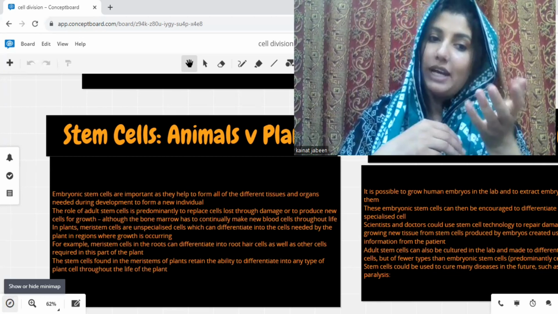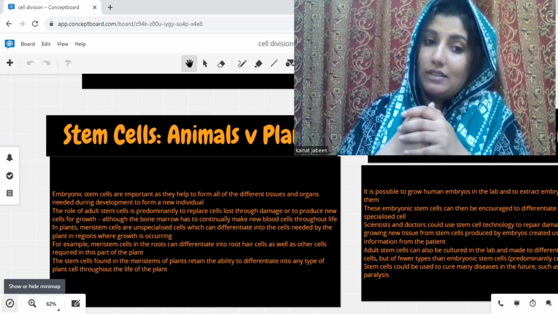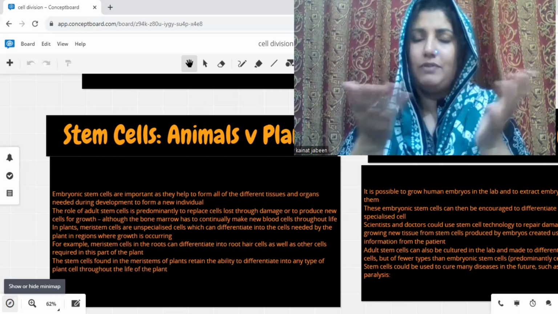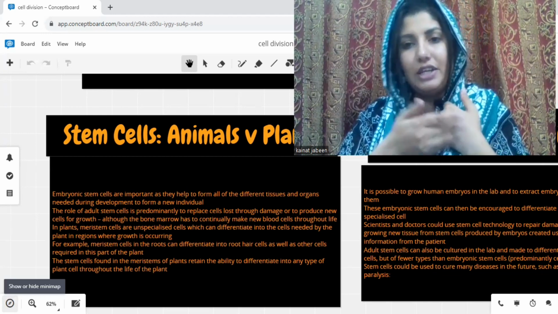Second, when we talk about animals, adult stem cells are going to be used. For example, if you have a wound on your skin, they are going to grow.